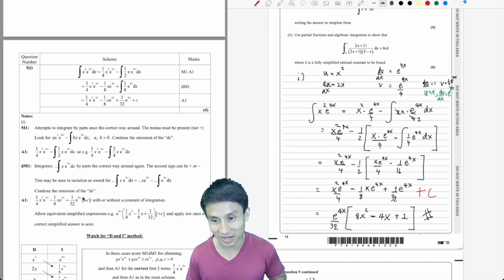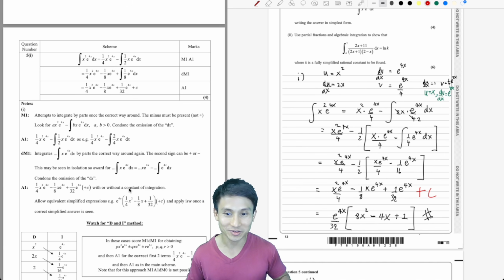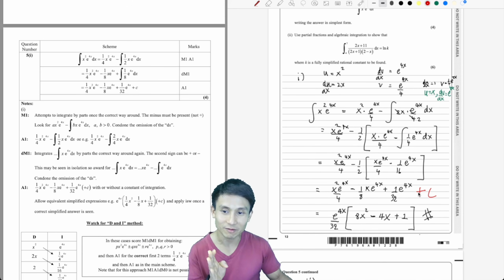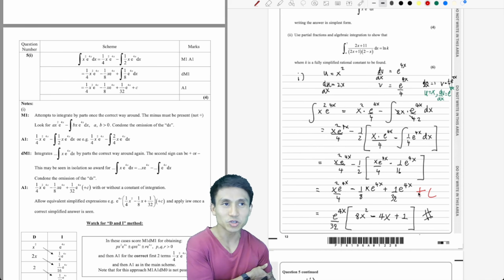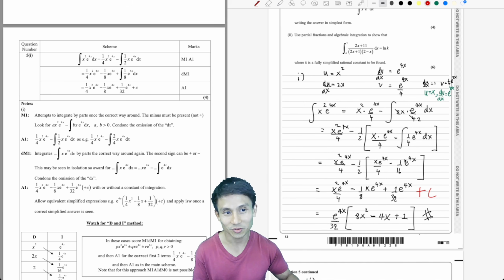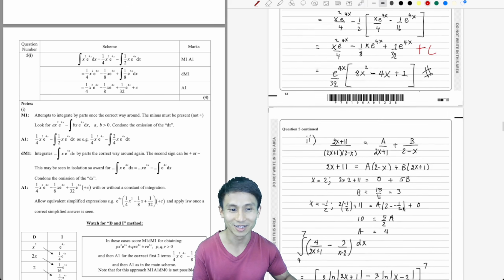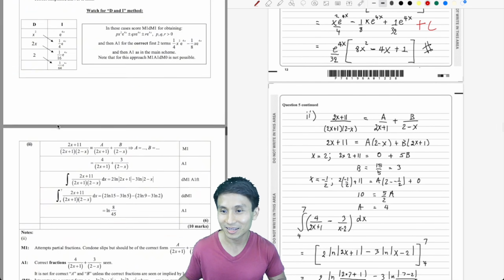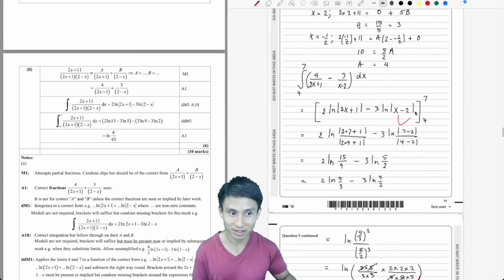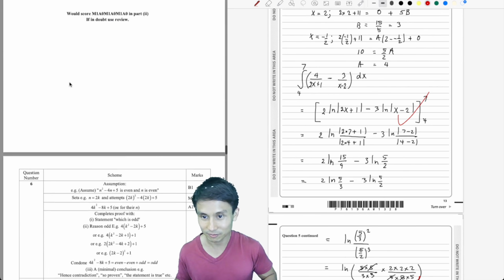Okay, I gotta check if they allow it with or without the constant of integration. Phew. It's fine. So you gotta be careful because some years they don't. But usually, recently, I see that they always allow or condone it without the plus c. So I'm fine here, luckily. This one is ln 8 over 45. So yeah, I got it.